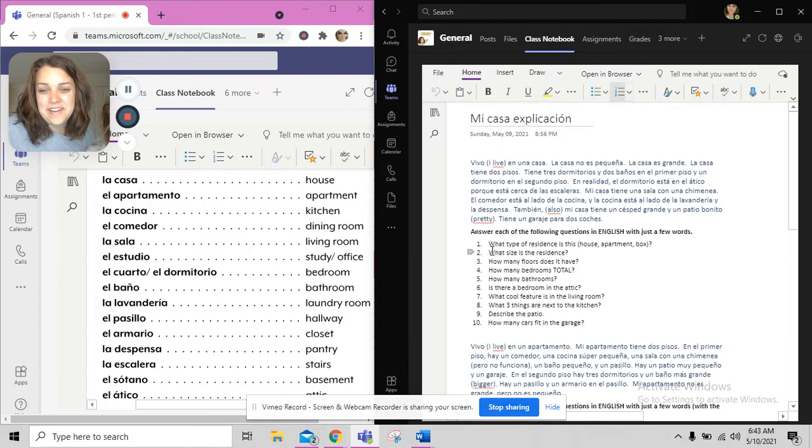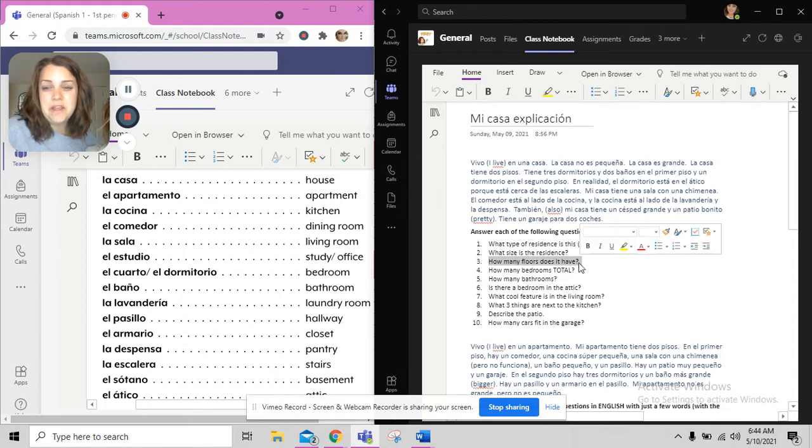Okay. Number 2, what size is the residence? Okay. So this sentence here said, la casa no es pequeña, la casa es grande. If you remember what that word means, you can go ahead and type it afterward.